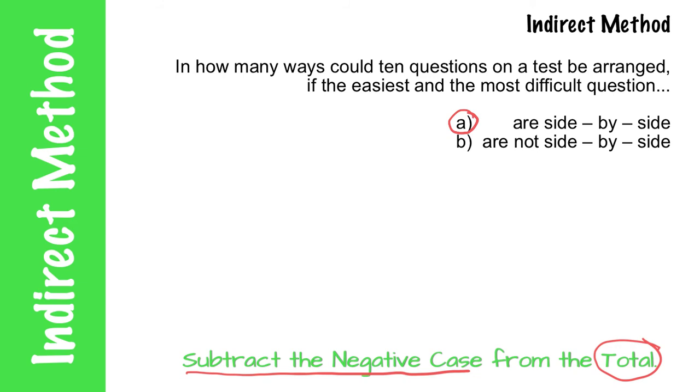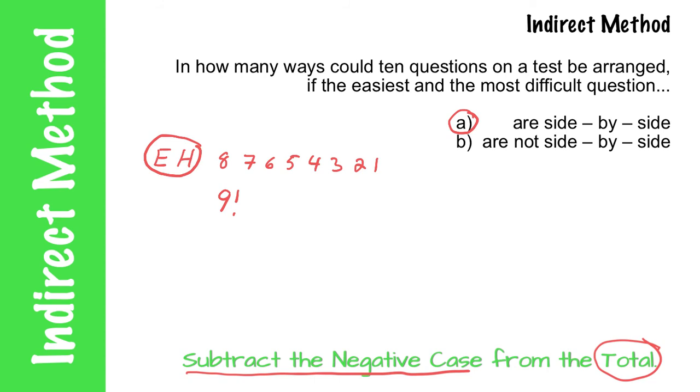So given 10 questions, easy and hard are together. You've used up 2, and then you've got 8, 7, 6, 5, 4, 3, 2, and 1. So now I've illustrated 10 questions, with easy and hard being questions 9 and 10. When they are side by side, how many ways can we arrange our questions? Well, we link these 2 together, and it becomes one entity, and that leaves us 9 things to order, and we can order 9 things 9 factorial ways.